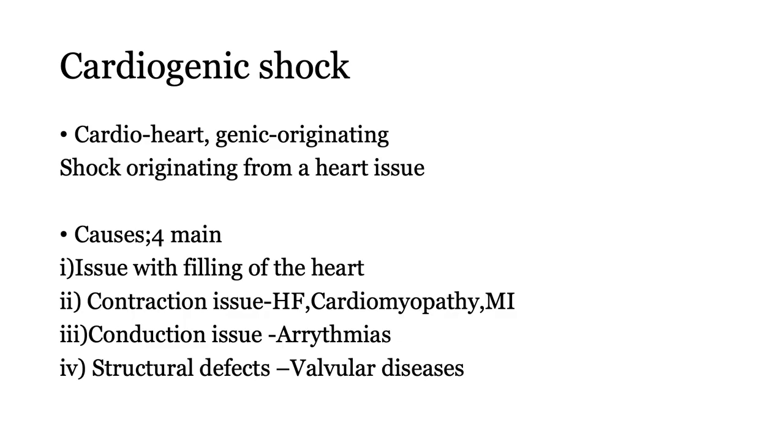Next, we have cardiogenic shock. Cardio means heart, genic means originating. So basically, this is shock originating from a heart issue. So there are four main causes of cardiogenic shock. There could be an issue with the filling of the heart. There could be a contraction issue, for example, if you have heart failure or cardiomyopathy or myocardial infarction. There could be a conduction issue. This is what happens when you have arrhythmias. Or there could be structural defects like valvular disease.